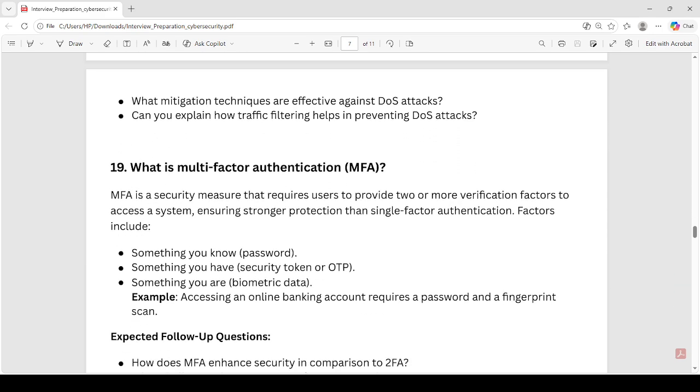Question number 19. What is multi-factor authentication? MFA, or multi-factor authentication, is a security measure that requires users to provide two or more verification factors to access a system, ensuring stronger protection than single factor authentication. Factors include something you know, like a password or security token, OTP, and biometric data. Example, accessing an online banking account requires a password and a fingerprint scan.